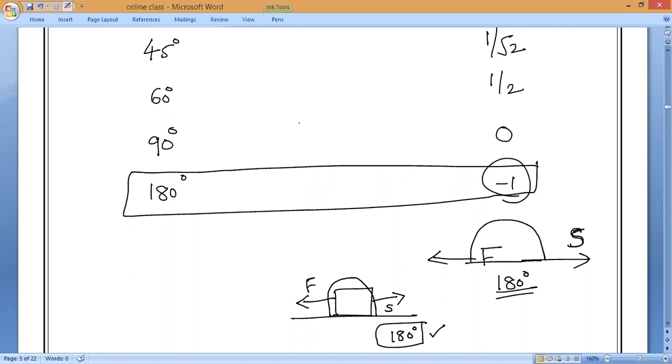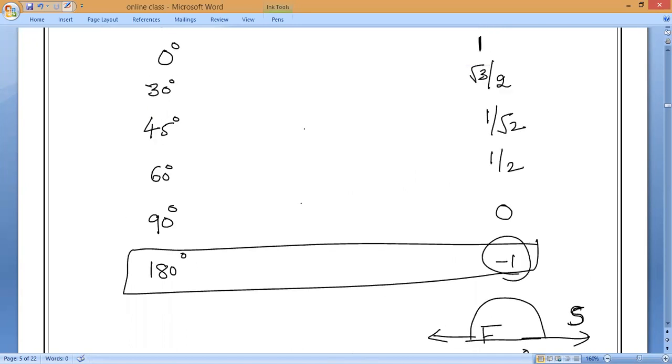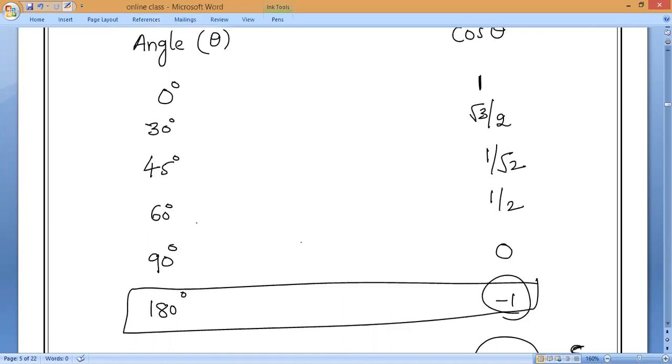Even in the exam, for your level till 10th, they will ask you only these values: 0, 30, 45, 60 and 90. So please learn. Cos 0 is 1, cos 30 is root 3 by 2, cos 45 is 1 by root 2, cos 60 is 1 by 2, and cos 90 is 0. Is it okay?